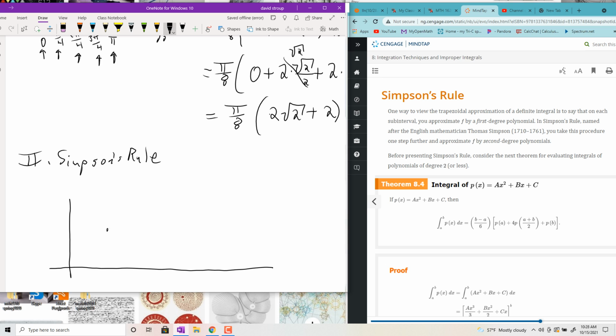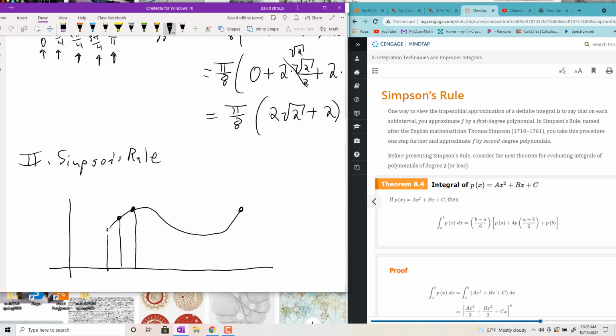So again, we have this curve. We want to approximate the area underneath it. And what I'm saying now is we're going to go by two sections at a time, right? So if you look at these 2 rectangles, there's 3 dots on the top.